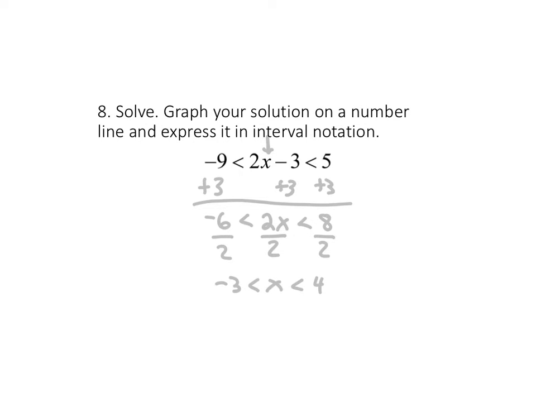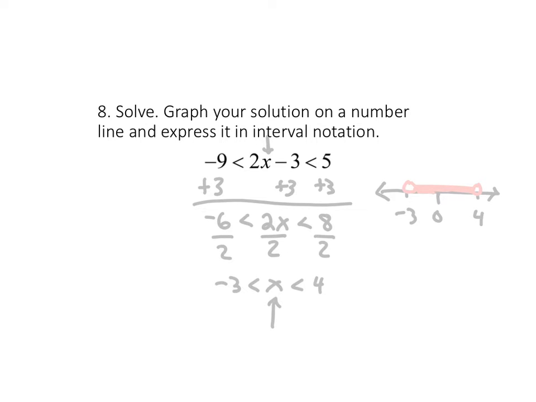So we're looking for values of x that are both greater than negative 3 and at the same time less than 4. Or in other words, we want x to be between negative 3 and 4. So on the number line, there's 0, negative 3 to the left, 4 to the right. What kind of circles will we have? Well, there's no equal sign, so these are going to be open circles, and we shade between those.